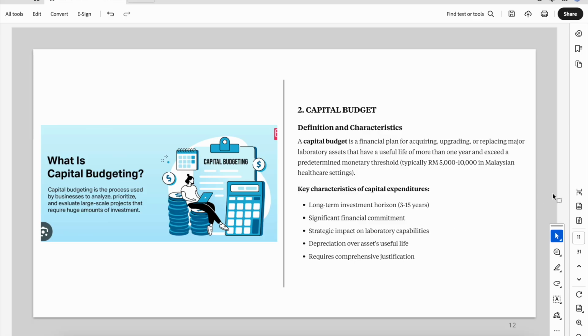Strategic impact on laboratory capabilities. Capital investments often determine what services you can offer and how efficiently you can deliver them. Depreciation over the asset's useful life means the cost is spread over multiple years for accounting purposes. Capital investment requires comprehensive justification, including clinical need, financial analysis, and strategic alignment.